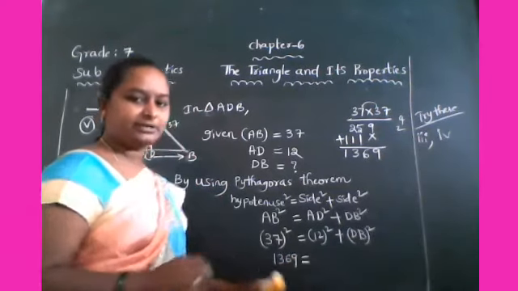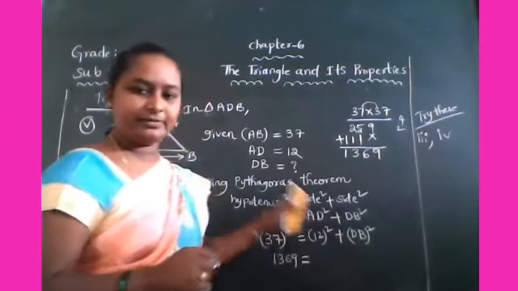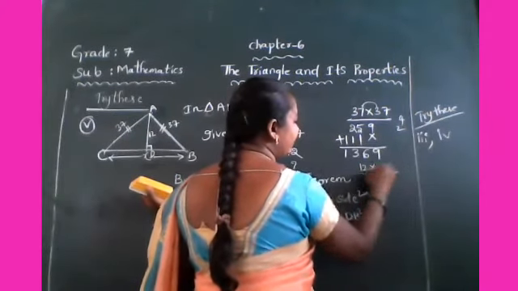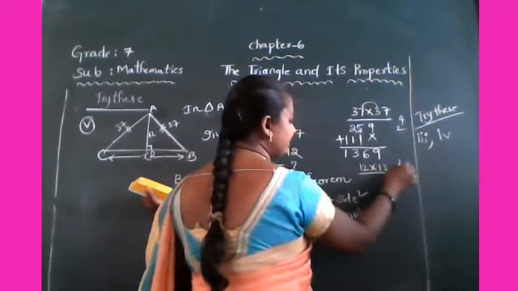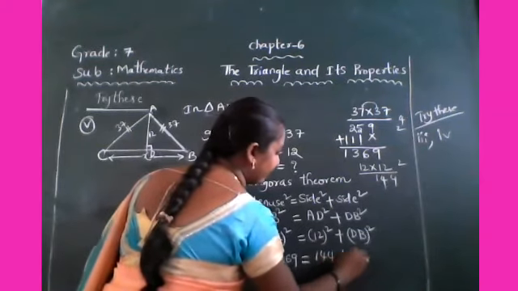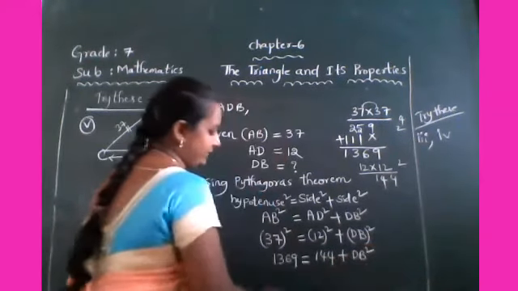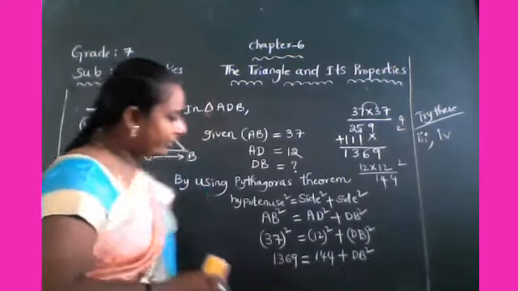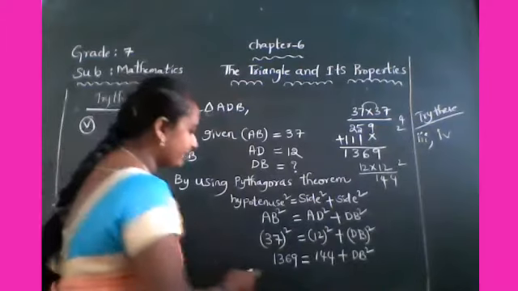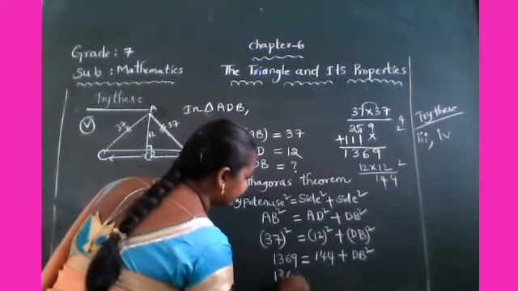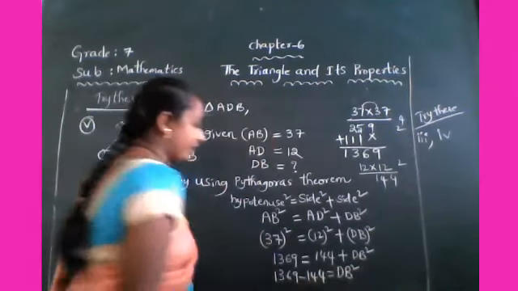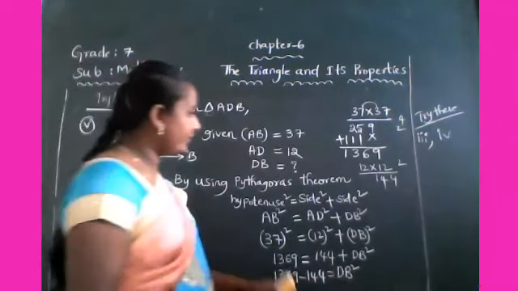What is the value of 37 square? 1369. It is equal to 12 square plus DB square. What is the value of 12 square? 12 square means 12 into 12. 12 twos, 24. 12 ones, 12 plus 2, 14. 144 plus DB square. Next, here we have to find DB. So you have to transpose this one. It becomes minus 144 is equal to DB square. Now subtract the two values.